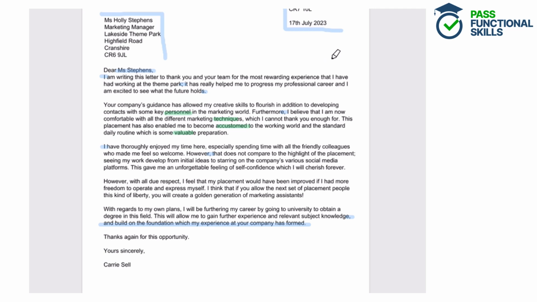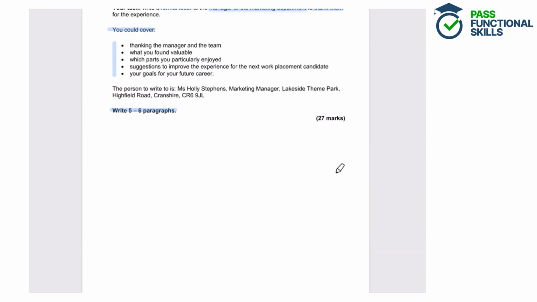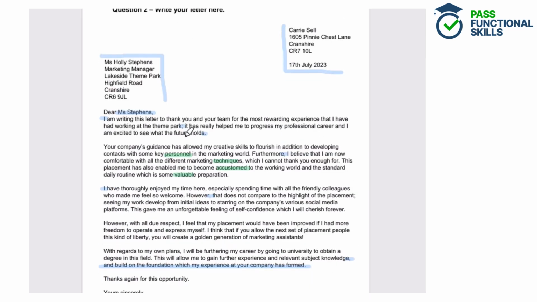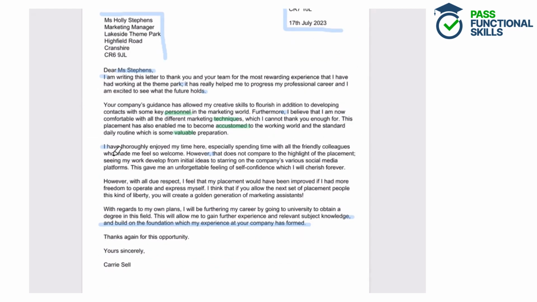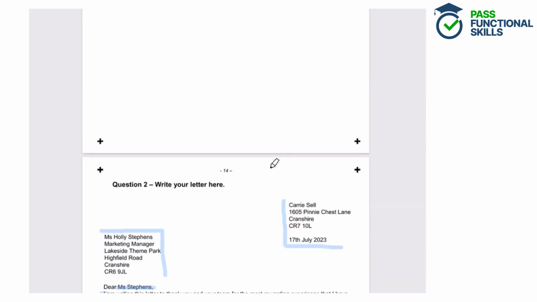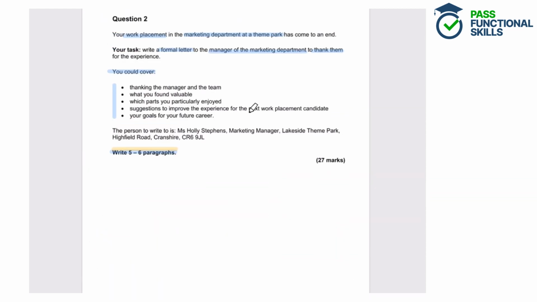Your writing also needs to be detailed and an appropriate length. So for this question, we have been told to write 5 to 6 paragraphs. We haven't been given an exact word count, but we've got a number of paragraphs to write. And we have 1, 2, 3, 4, 5 paragraphs in this answer, so we have met that criteria. The answer also has to include appropriate details. So this answer uses appropriate detail because it addresses all of the different bullet points in the question.